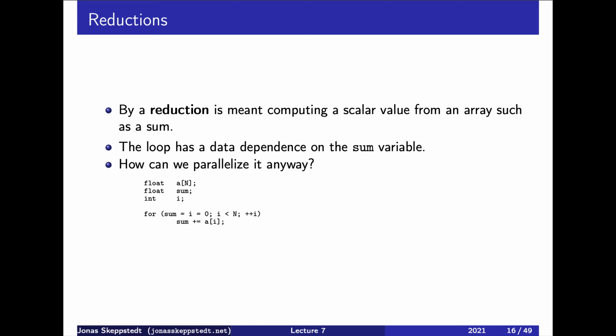Reduction is meant for computing something from an array. So there is a loop, and this loop has data dependence on the sum variable. We can specify that the i should be private, since it's a loop variable, but not the sum. It would not work.